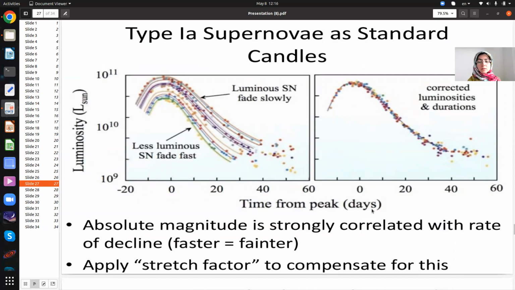Absolute magnitude is strongly correlated with rate of decline. Faster is fainter, and we apply a stretch factor to compensate for this. And you see the time from peak in days, and also luminosity in solar luminosities. You see a less luminous supernova fades fast, and a luminous supernova fades slowly. And also here are corrected luminosities and durations.